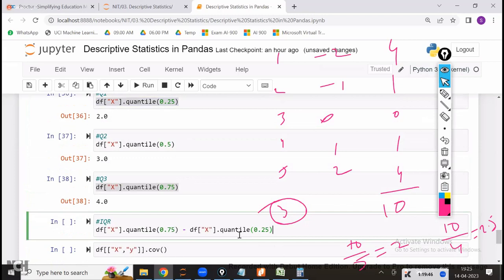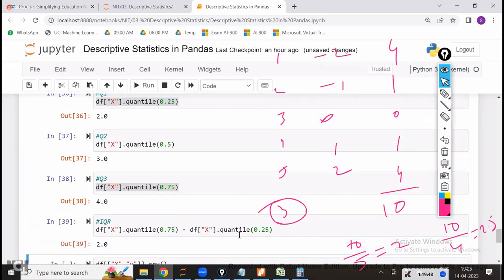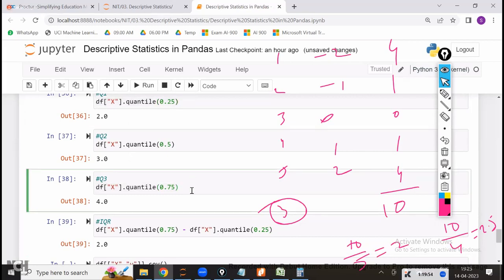That is 4 minus 1, which is nothing but 4 minus 2, which is nothing but 2. Is that clear? Interquartile range is clear.